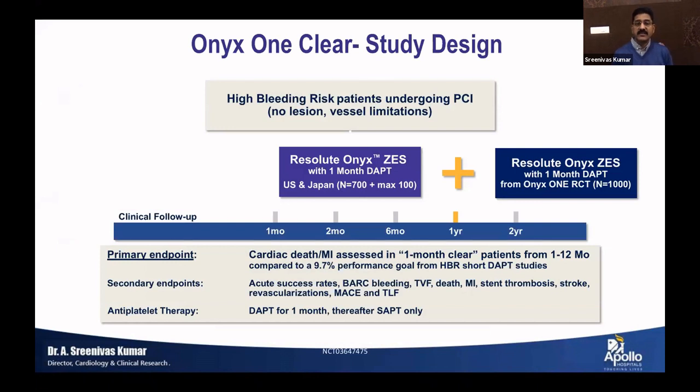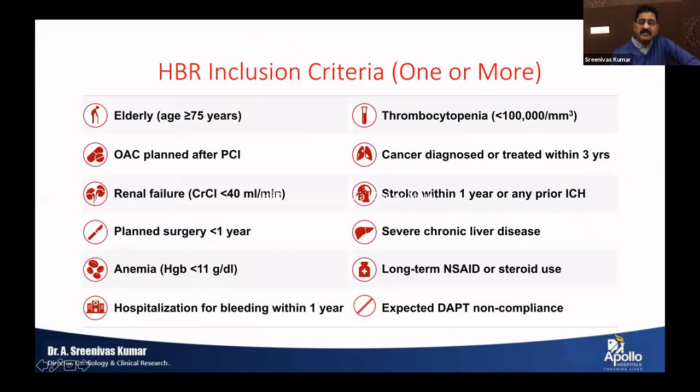Some of the newer data deals with 80-year-old patients, what we call high bleeding risk. Giving dual antiplatelet therapy is a problem now. So people started thinking whether we can decrease the duration of antiplatelet therapy, or do away with dual antiplatelet and give only one antiplatelet drug. That's how the Onyx was tested. The Onyx One Clear study was done in the US and Japan, saying that instead of giving two drugs, giving one drug could be beneficial.